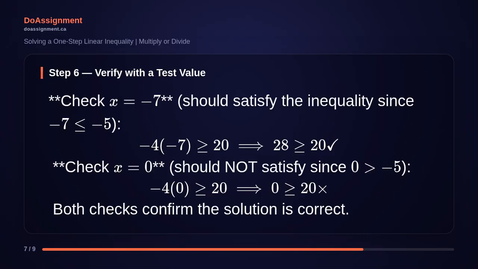Let's verify by testing two values. First, plug in x equals negative 7, which should be a solution. Negative 4 times negative 7 equals 28, and 28 is indeed greater than or equal to 20. That checks out. Next, plug in x equals 0, which should not be a solution. Negative 4 times 0 equals 0, and 0 is not greater than or equal to 20. That also confirms our answer. The solution x is less than or equal to negative 5 is correct.